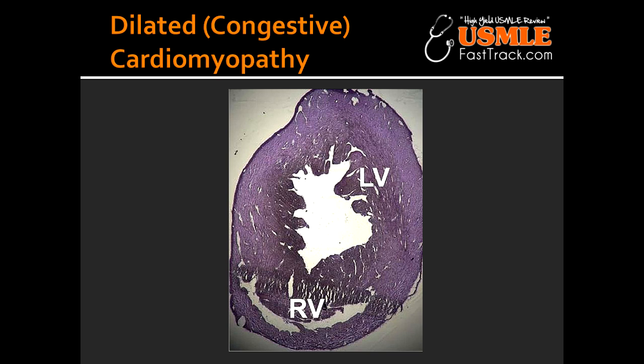Describe the type of hypertrophy that would be observed in dilated congestive cardiomyopathy. In dilated congestive cardiomyopathy, you would see an eccentric hypertrophy because of the sarcomeres that are added in series. What are some of the treatment options for dilated congestive cardiomyopathy? Some of the treatments include sodium restriction, ACE inhibitors, diuretics, digoxin, and a heart transplant.